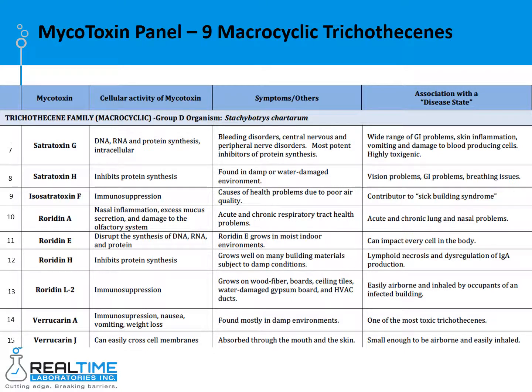The 9 macrocyclic trichothecenes that are produced are all very, very similar, but they're very different in what they do and the symptoms that they cause. And then it's associated with a disease state, as I pointed out before. So this you can read at your leisure, and this again is present on our website as the mycotoxin panel. This also goes out on every environmental sample result that we get, and so it explains to the patients what this means.